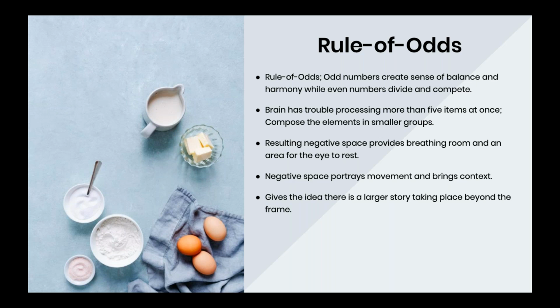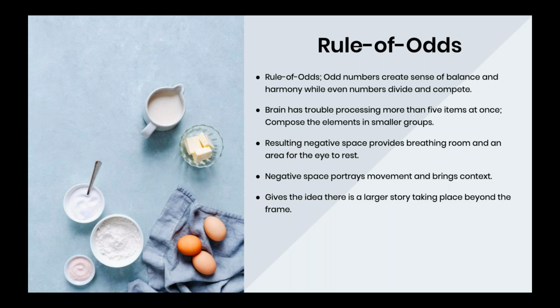Okay, so now we're getting to one of my favorites, which is the rule of odds. The rule of odds is really simple to use, but it makes such a big difference in an image. So the rule of odds is basically the idea that odd numbers actually give a sense of balance and harmony to an image, while even numbers tend to divide and compete with each other for the eye's attention. The thing that you have to realize about the rule of odds, however, is that our brain has trouble processing more than 5 items at once.